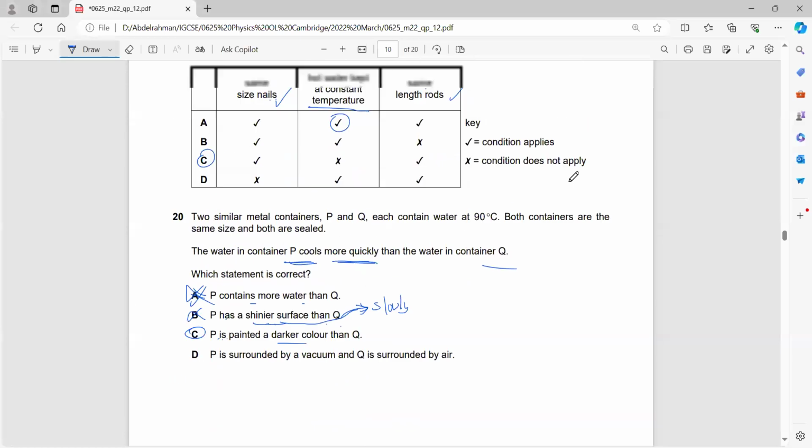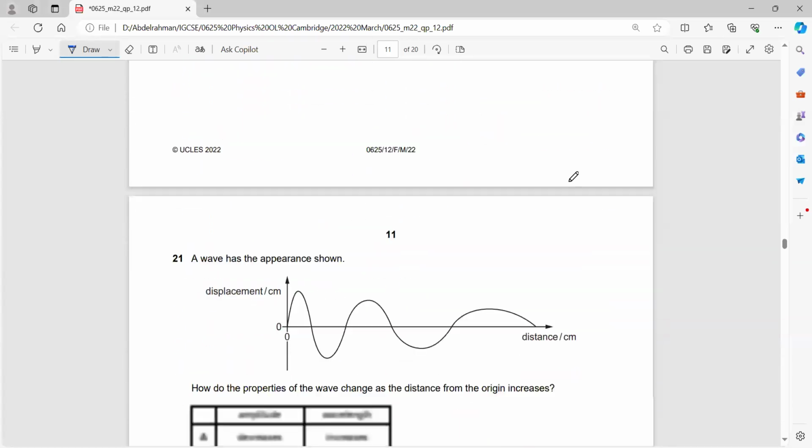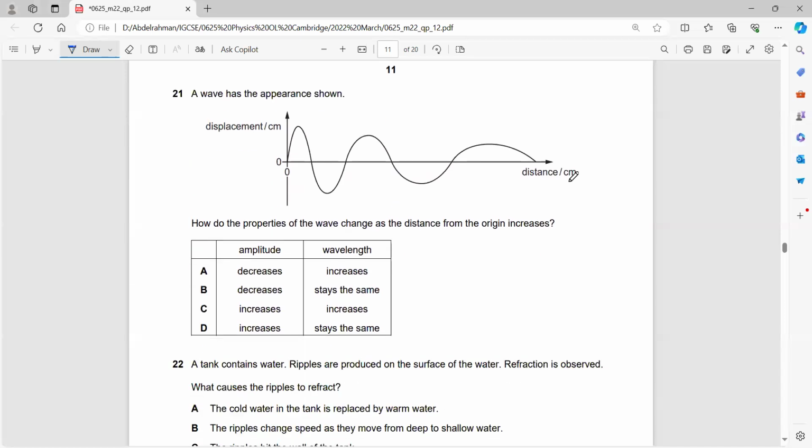Any questions? Okay, this is an easy graph. It's a really easy graph. What happens to the amplitude and what happens to the wavelength? Quite easy. Initially, this was the amplitude.